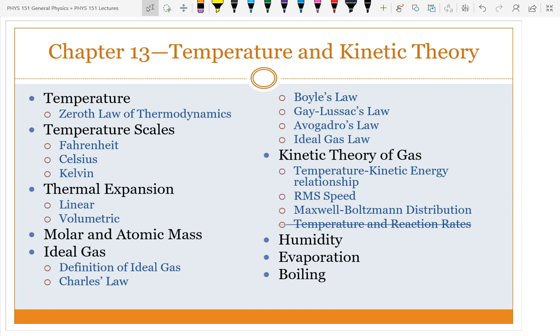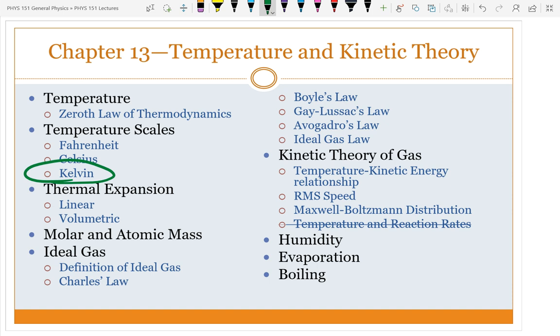We have three here: Fahrenheit, Celsius, and Kelvin. Kelvin. A lot of people missed points on the test because they forgot to shift to Kelvin. When is it okay to use Celsius? If it's a change in temperature.